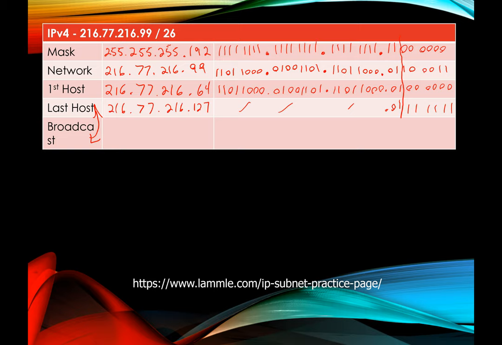And then you subtract 1. And since it was 127 up here, your last host is going to be 126. Okay. So that's how you apply the network mask to a network address. Yes, so the math came out right.